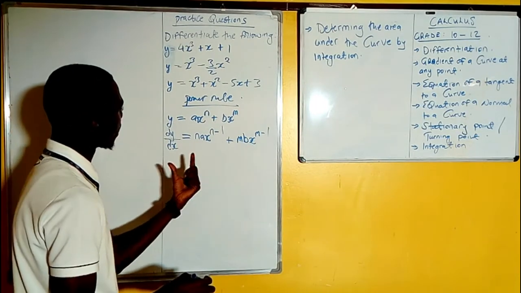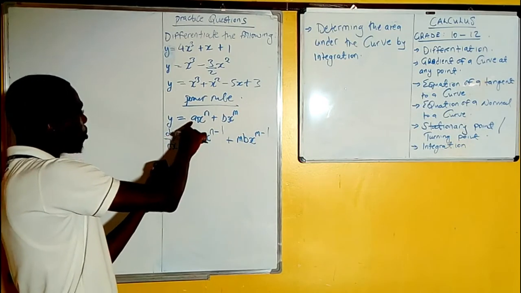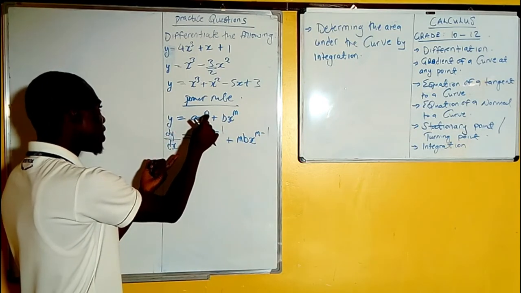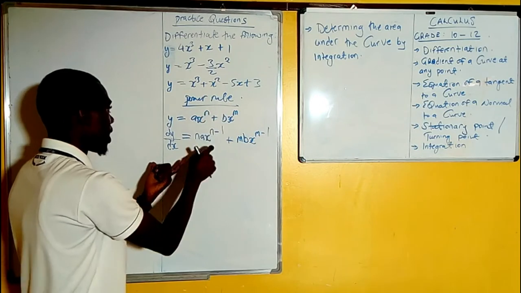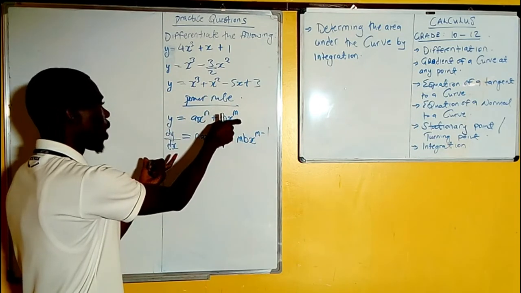So what are we saying here? You have to get this power, bring it down, multiply it with the coefficient, then the power which remains you reduce by 1. Then you have differentiated. Then to this other term, the same.